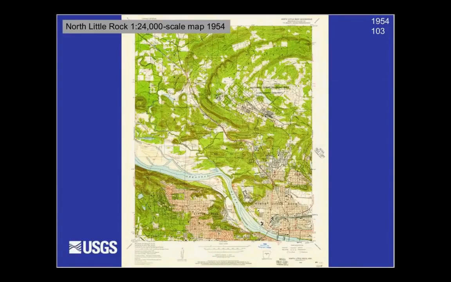In the 1930s, aerial photography was introduced into the map-making process. In the 1940s, the science of photogrammetry, the measurement of photos, matured to the point where it could be used systematically in mapping. This is the 1954 edition of the North Little Rock Quad, which incorporated photogrammetric methods. Photogrammetry made updating the hydrography much easier.